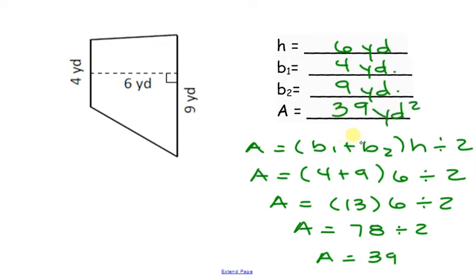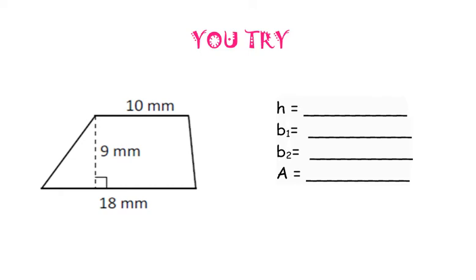Okay, I need you to go ahead and pause the video if you're not done yet. Okay, so if you're still watching, that means that you're done. You should have gotten that the height was 6 yards, base 1 is 4 yards, base 2 is 9 yards, and the total area, once you figure it all out, is 39 yards to the second power. Okay, let's go ahead and try the second example.